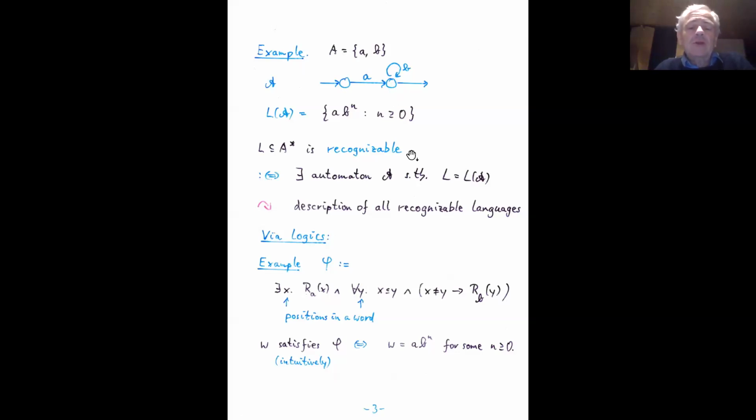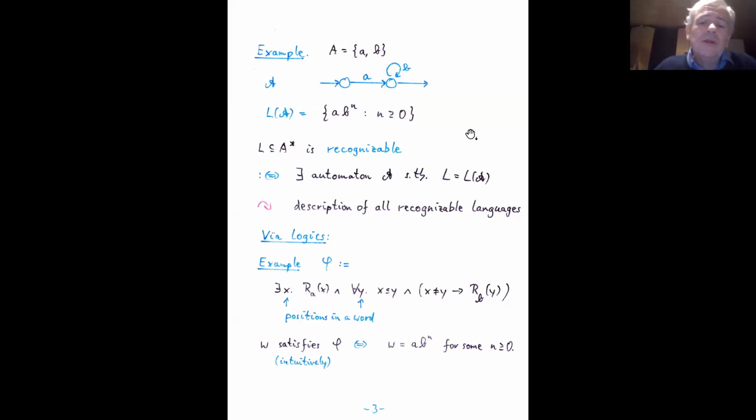Now, in general, a language is called recognizable if there is an automaton such that L equals L of A, which accepts L. And in any course on automata theory, one learns a description of all recognizable languages, for instance, by rational expressions, by grammars, or by syntactic monoids, and so on. What's not taught in beginner's courses so often is a characterization by logics, and this is what I want to come to now.